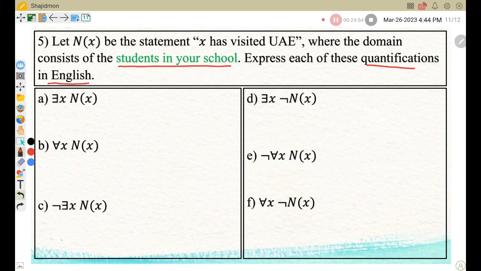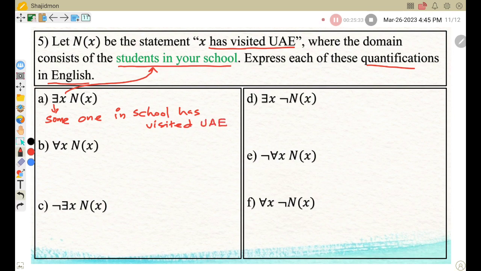For example, the first one: for some x, N(x). So how to write that one? We know the symbol for some, correct? x means the domain, the students in your school. N(x) means the statement, has visited UAE. So for some x, N(x) means someone in school has visited UAE, correct? Hope you understood that one.